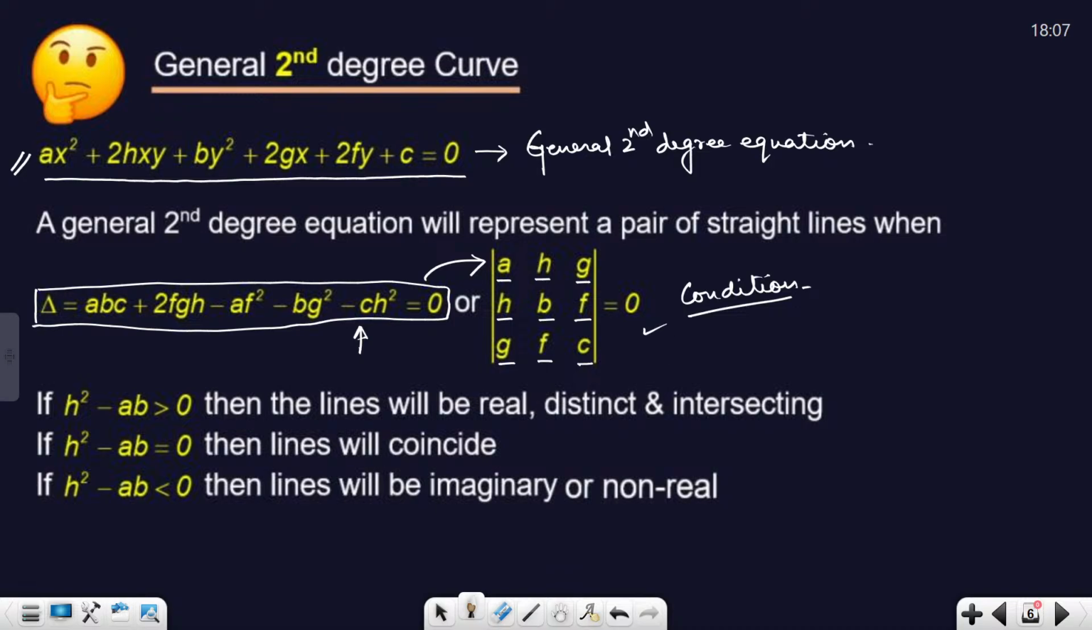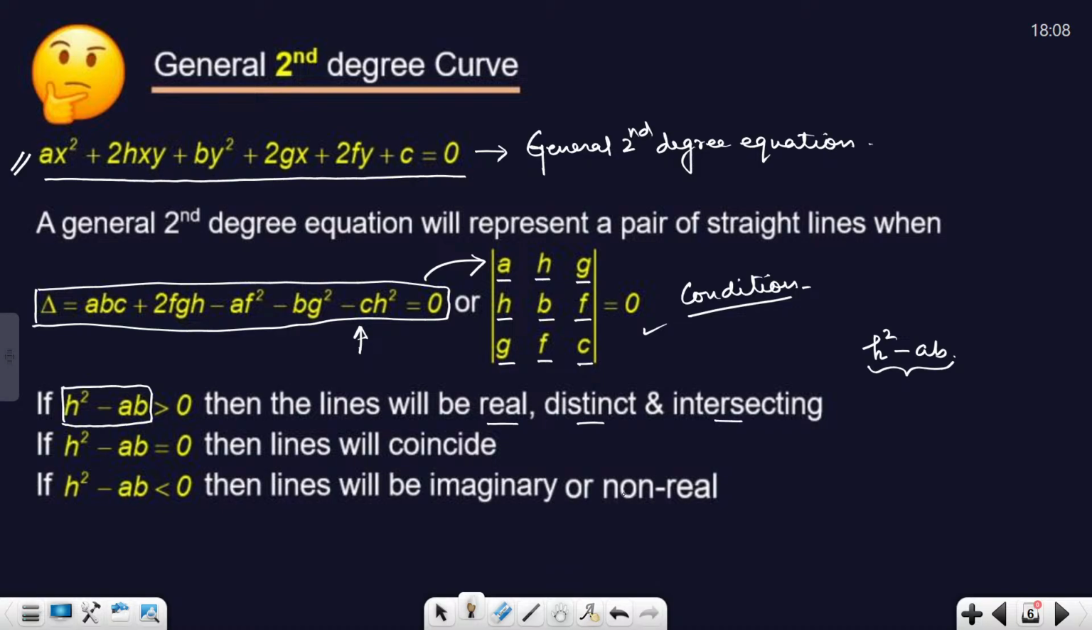Now, suppose this condition holds true for some general second degree equation, so it represents a pair of straight lines. Now, if you want to go deeper and find out the nature of the straight lines, then you have to find the value of another expression, which is h square minus ab. So if you find that h square minus ab is greater than 0, you will say that the lines will be real, distinct, and intersecting.